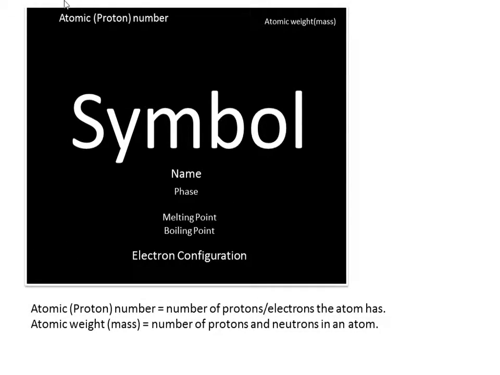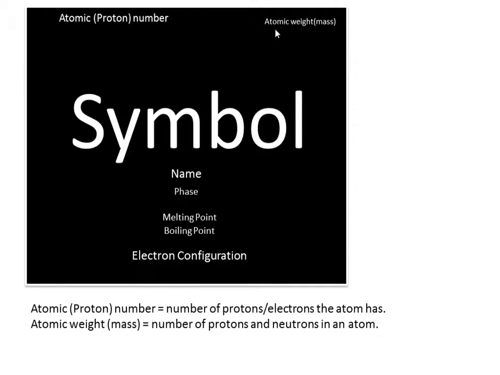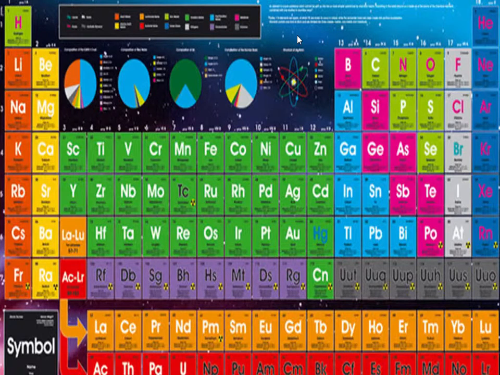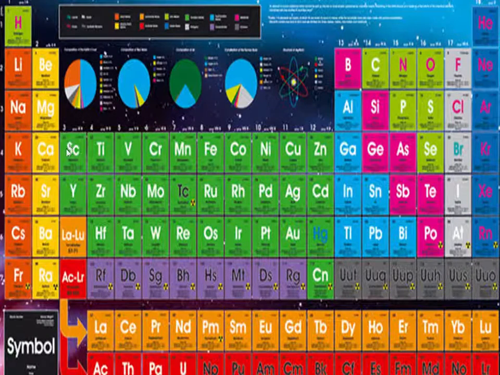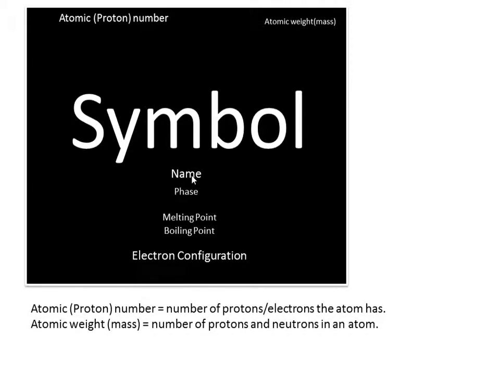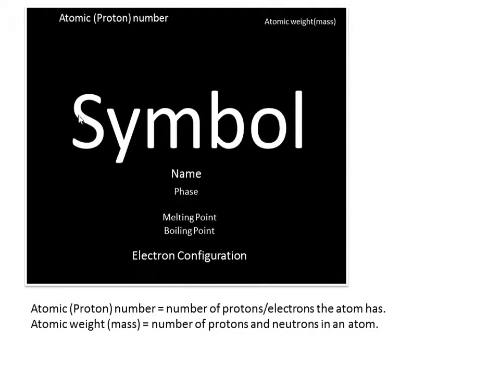So up here would be the atomic proton number, just this number. Atomic weight, also known as atomic mass. No, mass number, sorry. Yeah, atomic mass. The other is also known as the proton number. I know it as the proton number. Here is its symbol. You can probably see that. Its name will be underneath. Probably can't really see that.